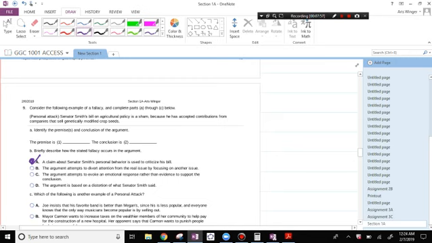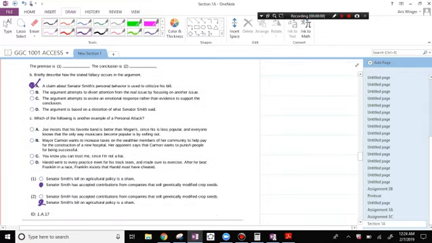Which of the following is another example of a personal attack? Joe insists that his favorite band is better than Megan's since his is less popular, and everyone knows that the only way musicians become popular is by selling out. That's not insulting. Mayor Carmen wants to increase taxes on the wealthier members of her community to help pay for the construction of a new hospital. Her opponent says that Carmen wants to punish people for being successful. That's not an insult. You know you can trust me since I'm not a liar. Harold went to every practice meet for his track team and made sure to exercise. After he beat Franklin in a race, Franklin insists that Harold must have cheated. That is a personal attack.